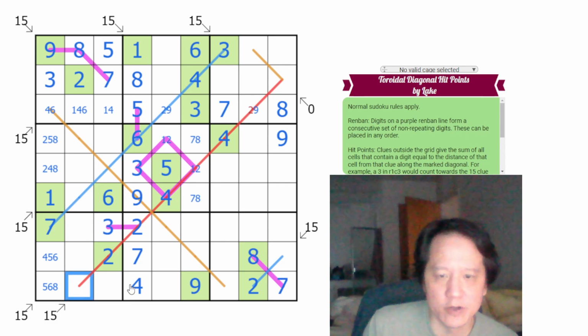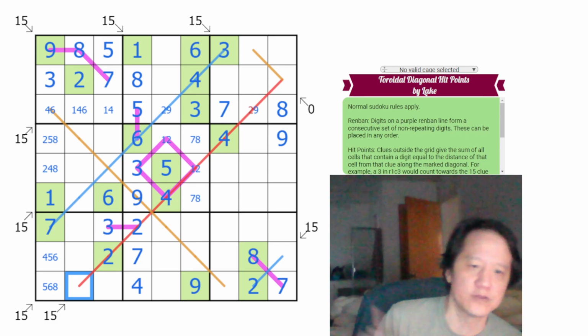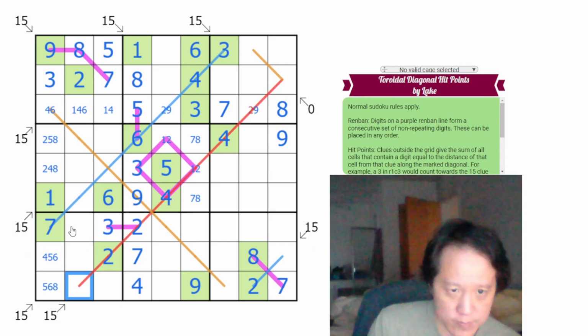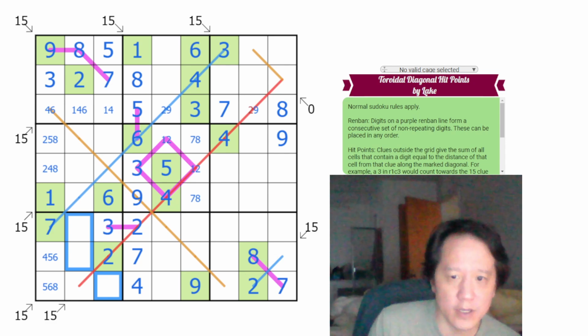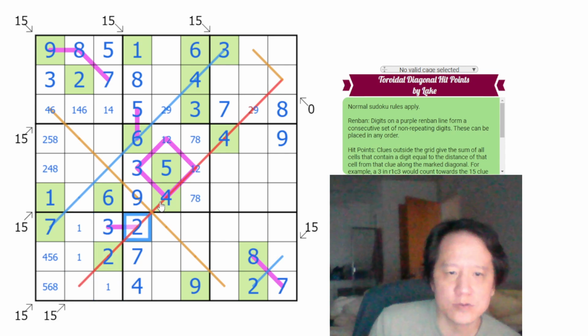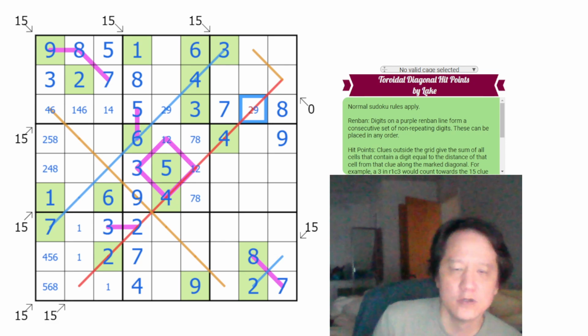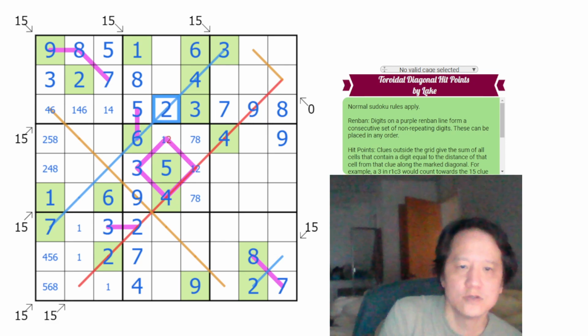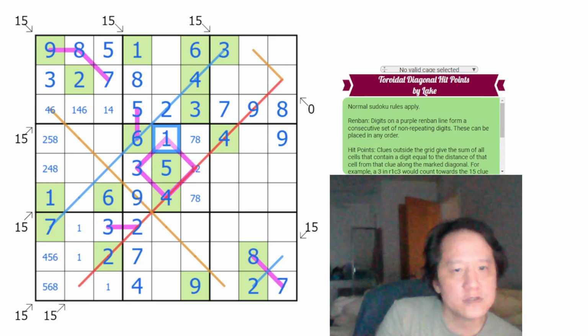This can't be 1. Okay, so let's go through the possibilities. 1 could be any of these. This can't be 1, 2, 3, 4, 5, 6, 7. Oh, this can't be 2. So this is 9. This is 2. This is 1. This is 2.